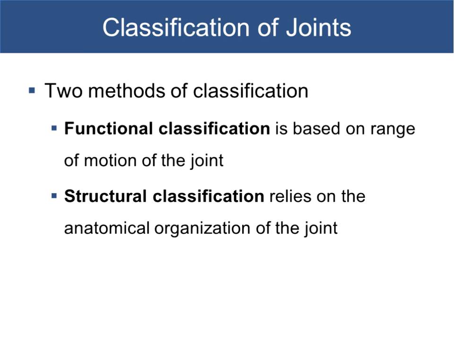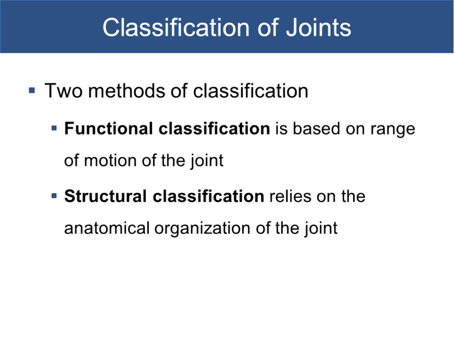So there are two ways that we can classify joints, in much the same way there were a couple of ways that we could classify bones. The two ways that we classify joints are that they can be functional or structural. Functional joints are going to be based on the range of motion. How much movement can we have with that joint? And that's really the way that we're going to classify joints for your exam.